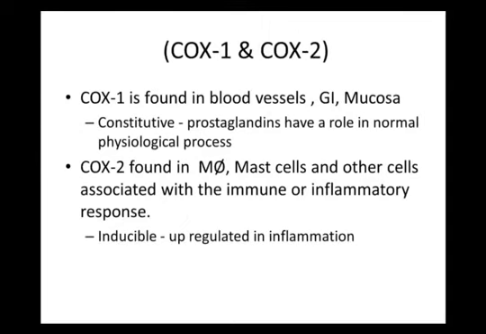COX-1 is found in blood vessels, in the GI mucosa, and it's constitutive, so it's essentially found everywhere, and it's always turned on. And this is the one that basically drives the role of prostaglandins in the normal physiological process. This is in contrast to COX-2, which is essentially found in macrophages, other immune cells such as mast cells, and these are associated with that acute inflammatory immune response. And remember, the COX-2 enzymes are inducible.